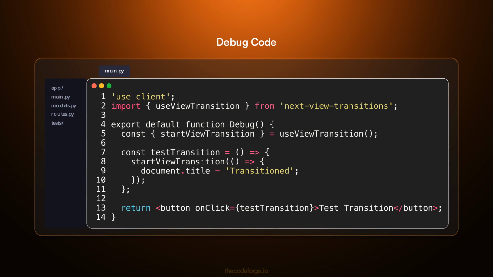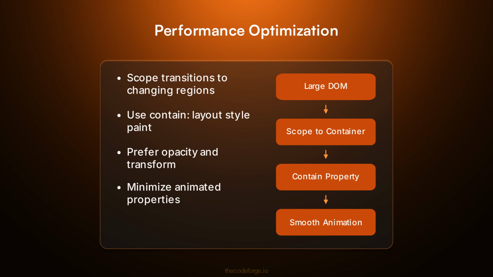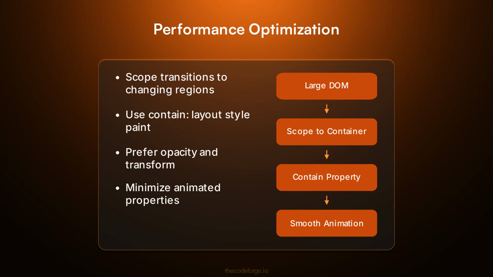This debug component triggers a view transition on button click. Use DevTools to inspect the pseudo-elements and verify the transition is working. View transitions are compositor threaded, but capturing large DOM snapshots can be expensive. Optimize by scoping transitions to only the changing region and using contain.